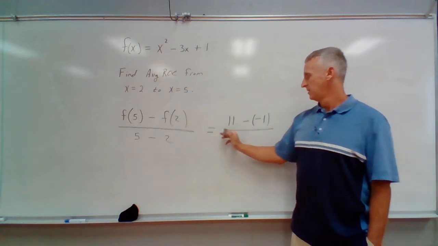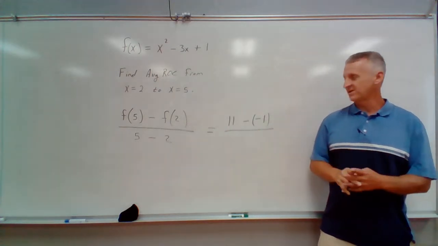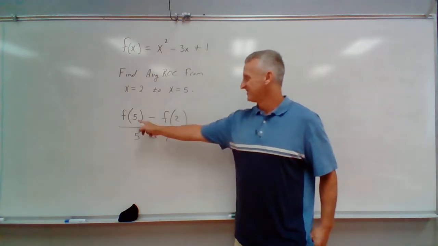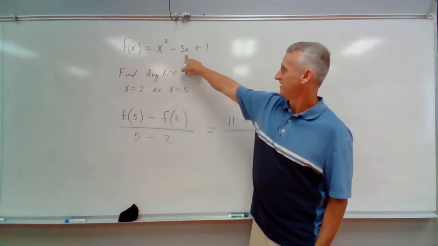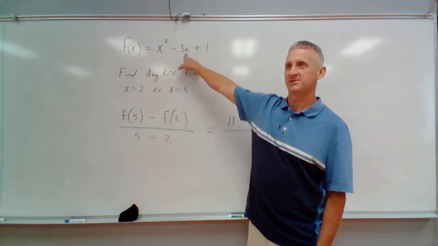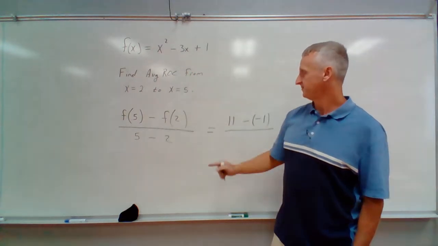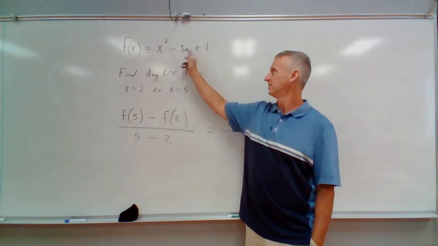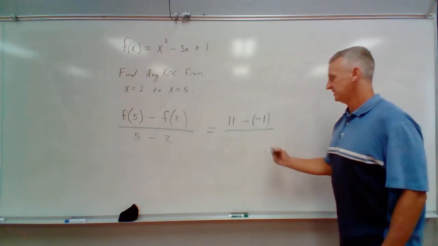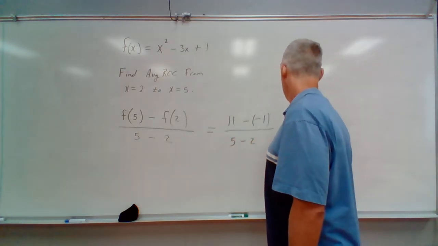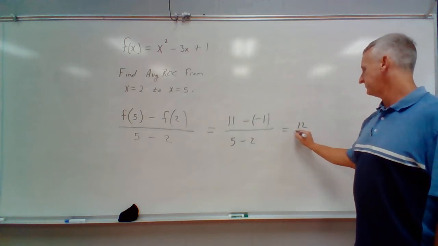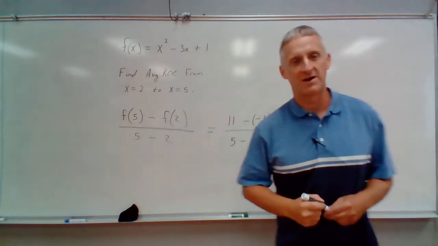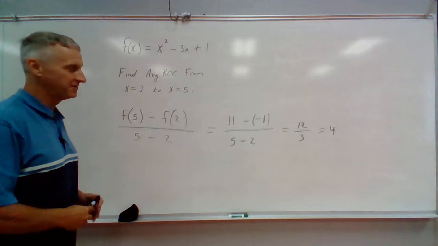We'll be really careful to have a minus negative 1. And there's always a chance of making arithmetic mistakes, so let's go back and check, make sure I did that right. It would be really embarrassing if I mess something up here on this video. So plug in 5, that's 25. 3 times 5 is 15. 25 minus 15 is 10. Plus 1 is 11. Plug in a 2, that's 4. Minus 6 is negative 2. Plus 1 is negative 1. All right, and then I got 5 minus 2 on the bottom. 11 plus 1 is 12. 5 minus 2 is 3. And I get 4. So the average rate of change of that function from 2 to 5 would be 4.